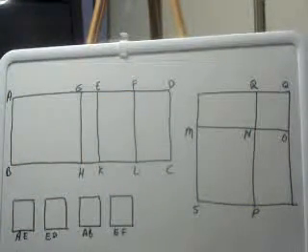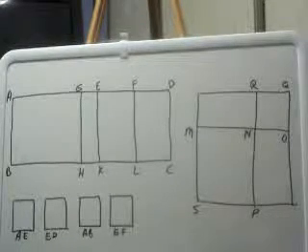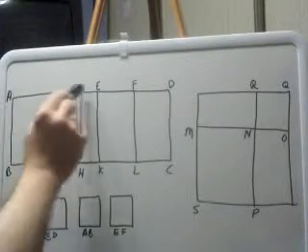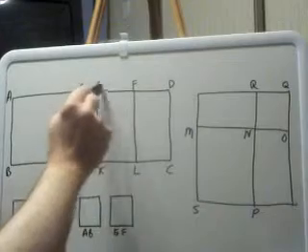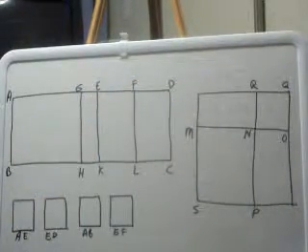It is manifest that AE and ED are rational straight lines commensurable in square only. What does that mean? Okay. This is a rational straight line. This is a rational straight line. But they're only commensurable in squares. So what does that mean?